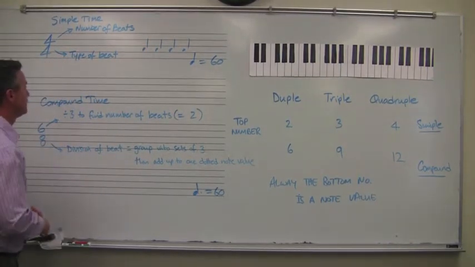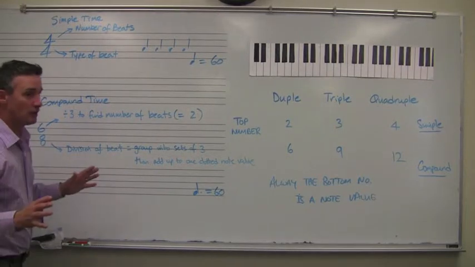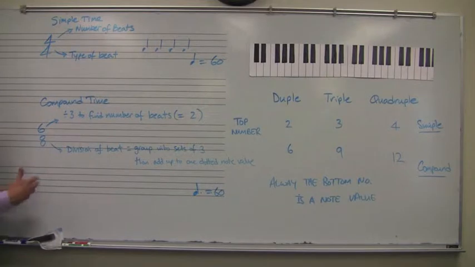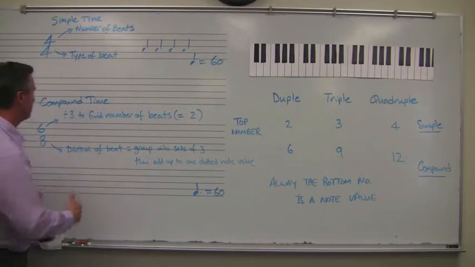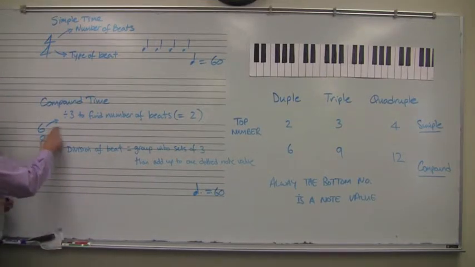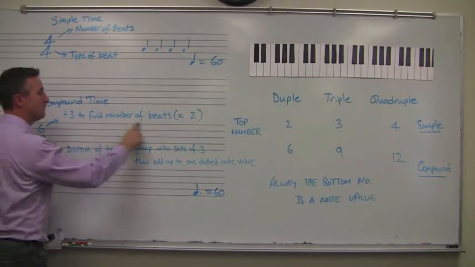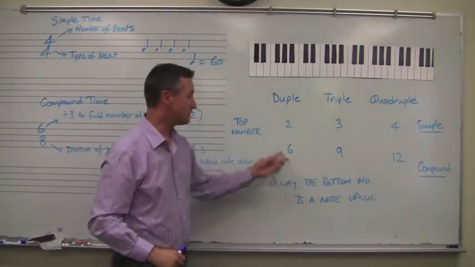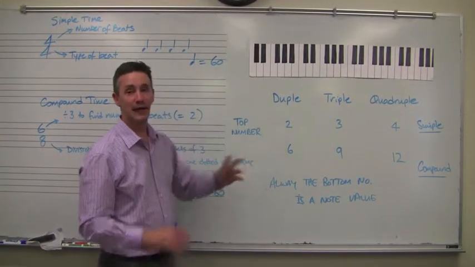The same is then true, or similarly, with compound time. You still have a time signature. In this case, you have to just think about it a little bit differently. The 6 in this case needs to be divided by 3 to find the number of beats. In this case, it equals 2. You could just learn this chart, that 6 equals duple, and you will be fine.